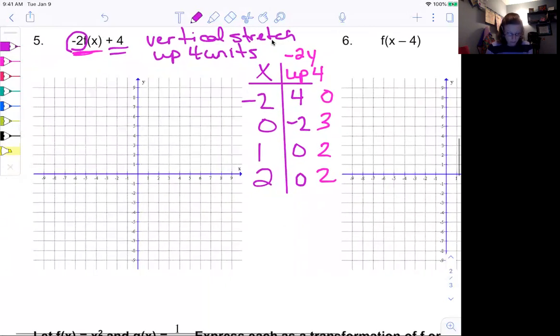So after I get those new values, again, I'm going to go graph it. So my graph should still have the same shape. It should just be stretched more, a vertical stretch. It has moved up 4 units, and it's also flipped upside down. It's flipped over the x-axis. So it should be upside down.